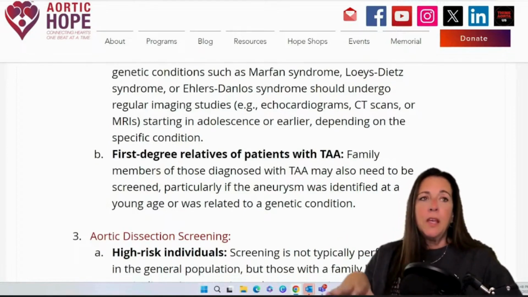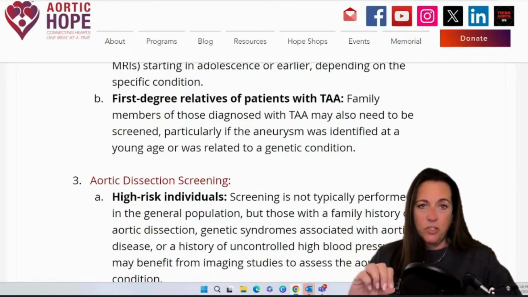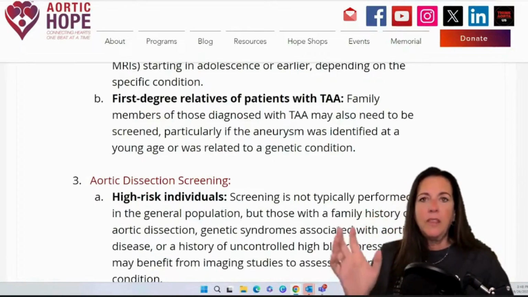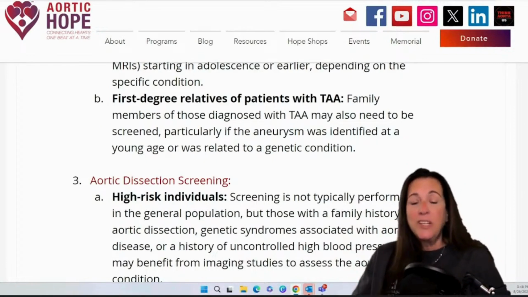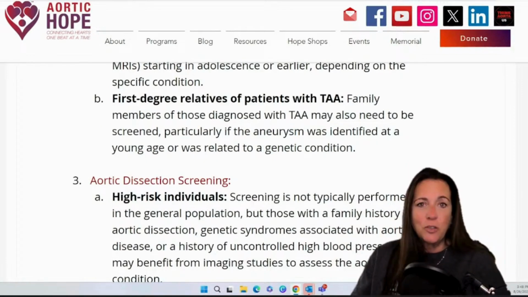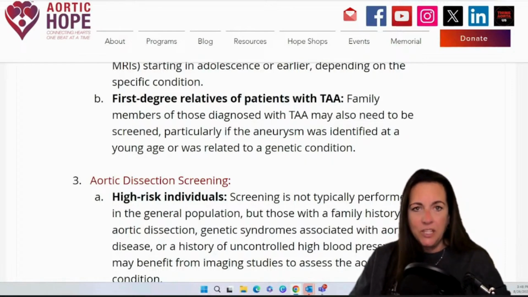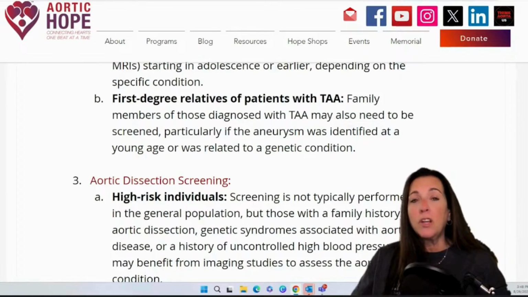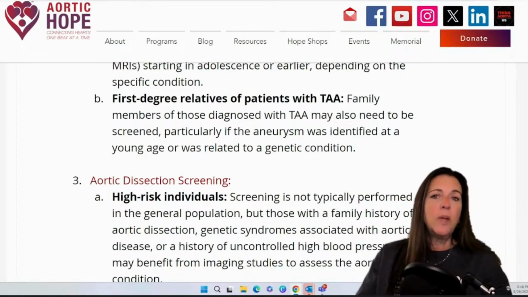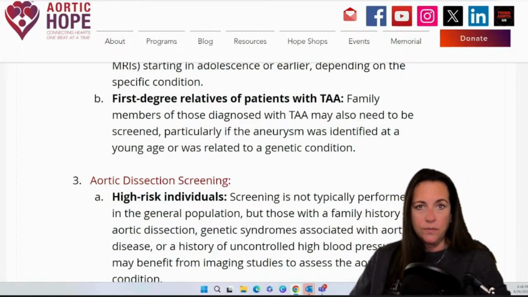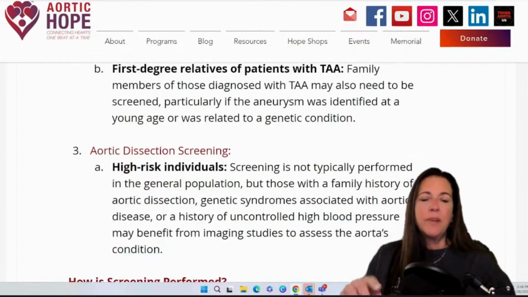Okay. Now, when it comes to aortic dissection screening, high-risk individuals. So this screening is not typically performed on the general population for something like this. But for those who have a family history of aortic dissection, specifically aortic dissection or a genomic syndrome associated with aortic disease in general, or a history of uncontrolled blood pressure, might really benefit from an imaging study to assess the aorta's condition. Like, what is the overall health of your aorta?